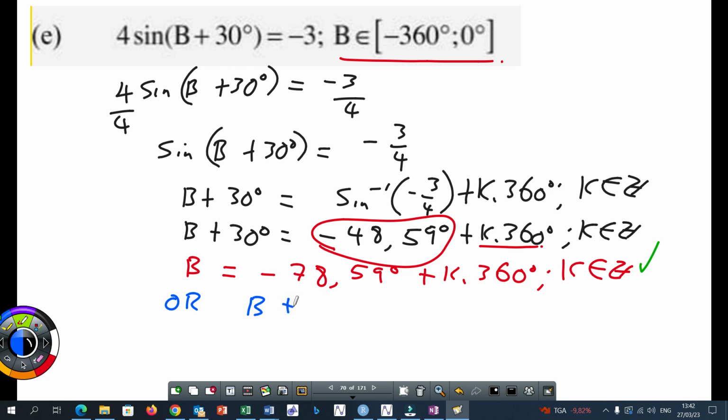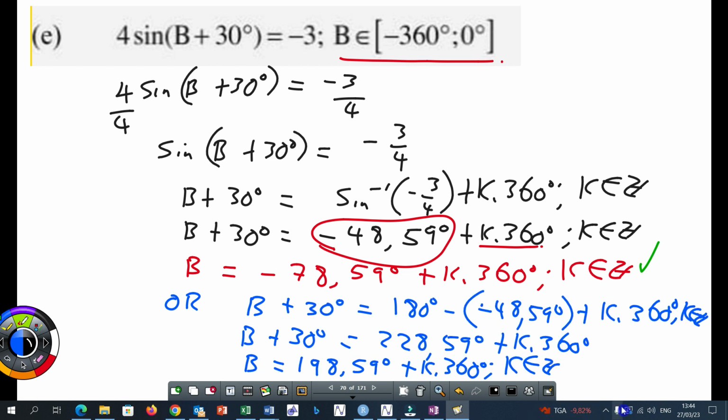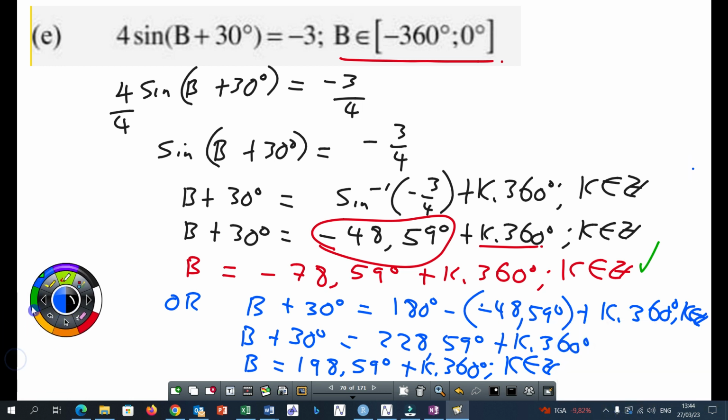Something is wrong with that. Okay, let me just see how I can. We have our two general solutions. Let me just indicate the two general solutions. So we've got this one here for the second quadrant, and this one for the first quadrant.